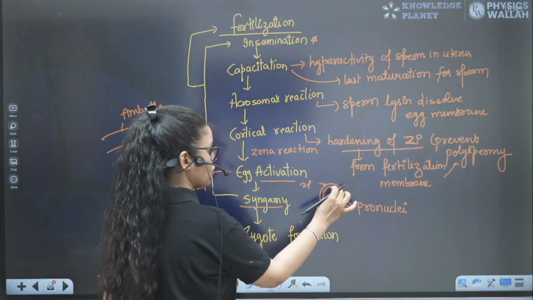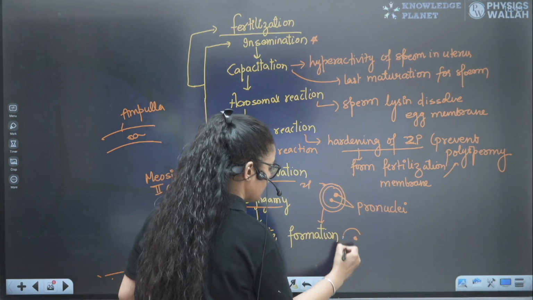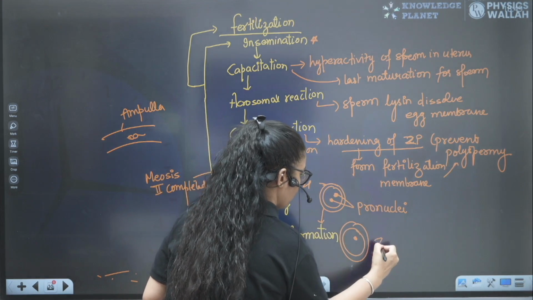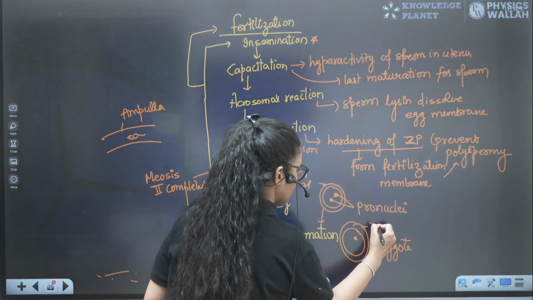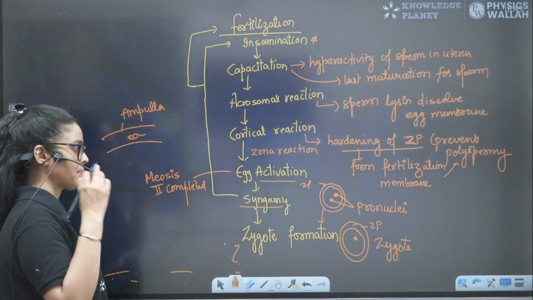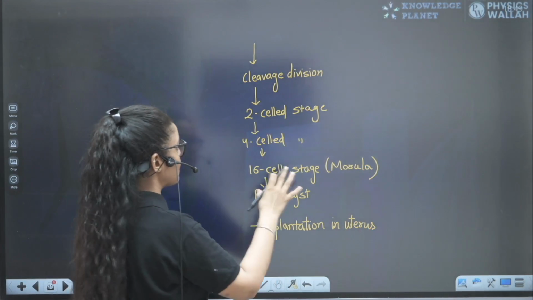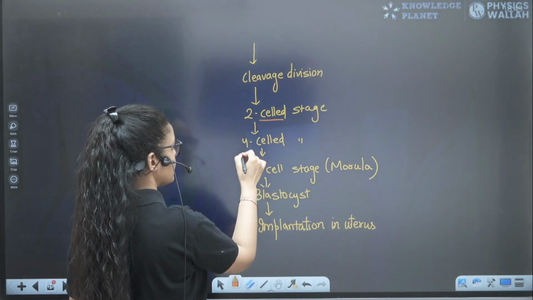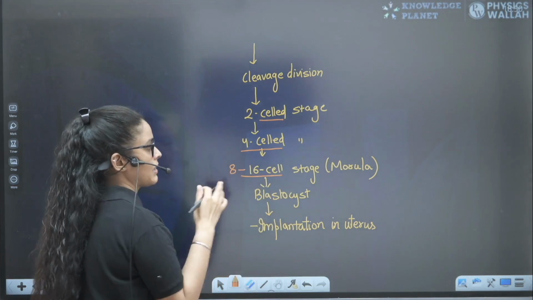Syngamy means fusion of both nuclei will happen to form the zygote, diploid zygote. This is how the zygote looks like. This is the zona pellucida layer. Now you can see after this, division will happen, 2 cell stage formed, 2 divides into 4 cell, then 8 to 16 cell stage known as morula.